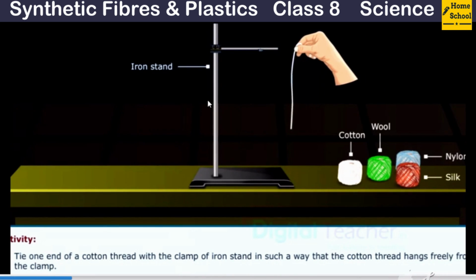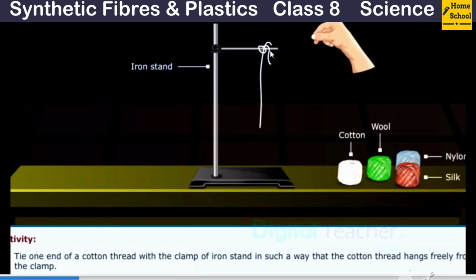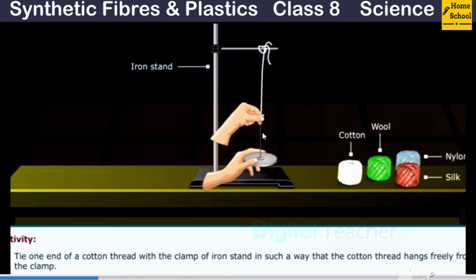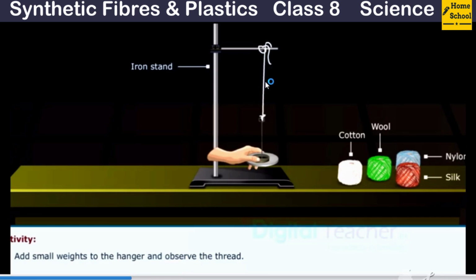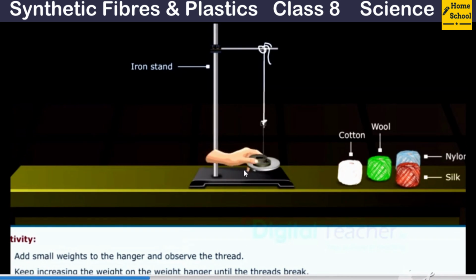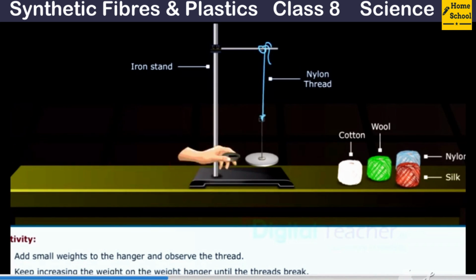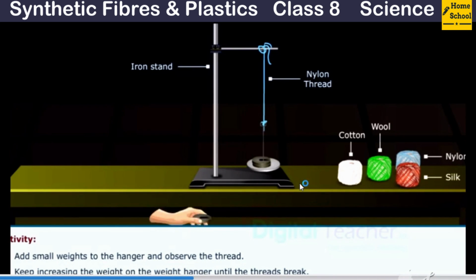This is a stand with a clamp. Initially the cotton thread is being tied. For that, there is a weight hanger, so here we will keep the weights one by one to check how strong this cotton thread is. Say they have put one weight, and see, on adding the second weight it broke, right? That means the cotton thread is quite weak. And this is a nylon thread. You can watch. This is the second weight, and now he'll put the third weight.